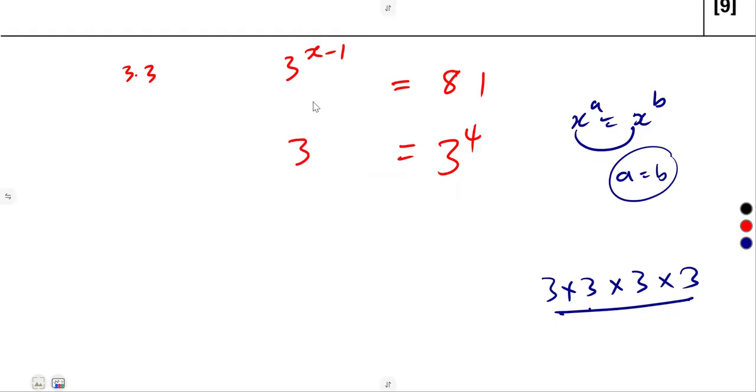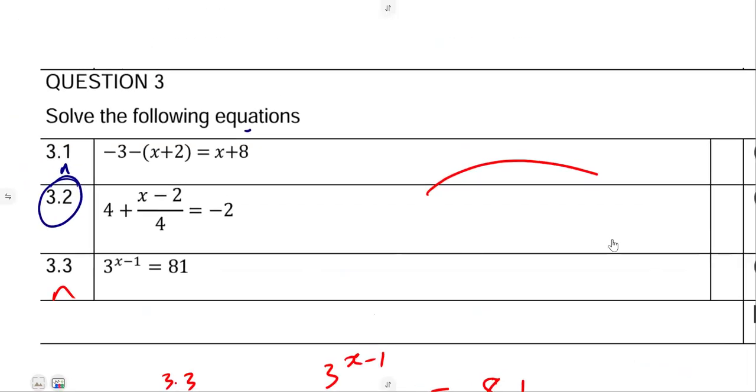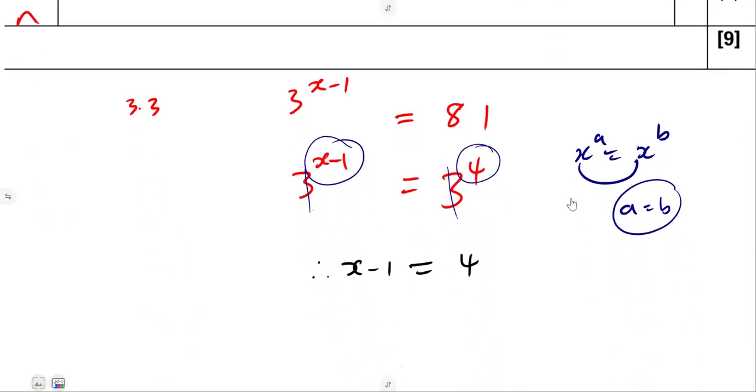So 3 to the exponent of x minus 1 is equal to 3 to the exponent of 4. When the bases are the same, as we can see, automatically these exponents will be equal. So therefore, x minus 1 is equal to 4. We have a linear equation, just like all these other linear equations that we had. We can solve for x.